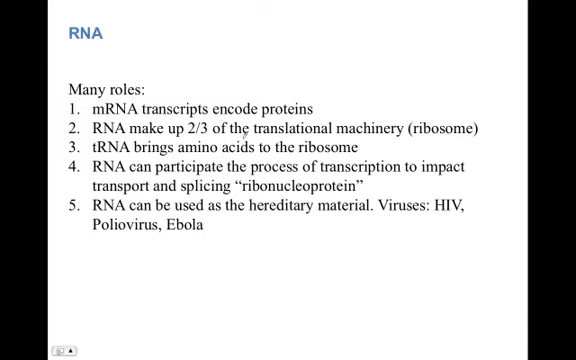So what are the roles of RNA within a cell? RNA is multifaceted. First, RNA functions as messenger RNA transcripts, and these encode proteins, like we saw on the previous slide. RNA makes up 2/3 of the translational machinery, meaning it's part of the ribosome, which is a protein-RNA complex that facilitates protein translation. Likewise, protein translation requires tRNAs, or transfer RNAs. These bring amino acids to the ribosome during the translational process.